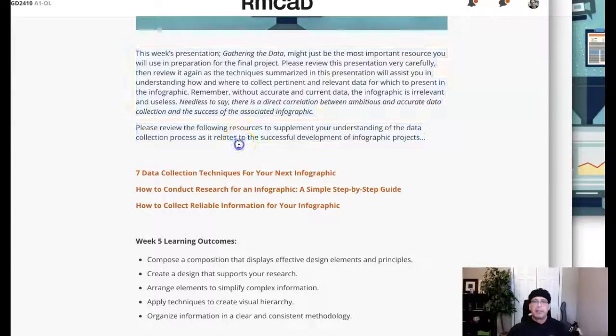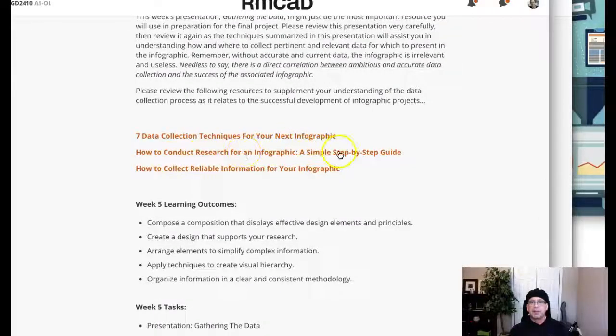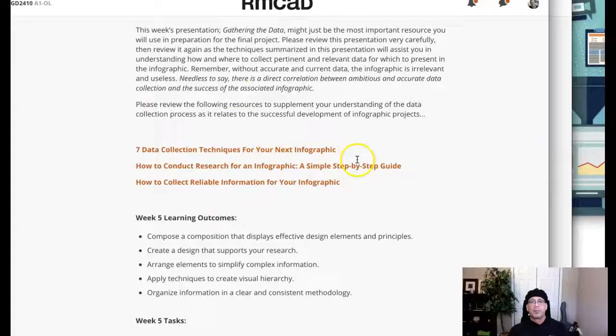Okay, here are some more techniques: 7 data collection techniques for your next infographic, how to conduct research for an infographic, step-by-step guide, how to collect reliable information for your infographic. Guys, go through these presentations. I know I keep saying this, but if you jump to your work without doing this research on data collection techniques, it's going to be really, really obvious, not only to me, but to your classmates as well, and ultimately to a portfolio reviewer, and ultimately to a hiring professional when that time comes.